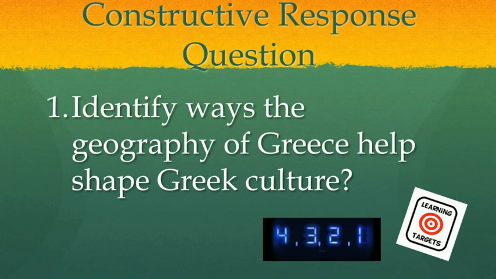All right, we're going to wrap things up here by taking a second look at our constructive response question. The question says, identify ways the geography of Greece helped shape Greek culture. Well, we know that they were master shipbuilders. We know that that was because of their proximity to the Ionian, Aegean, and Mediterranean seas. We know that they were outdoorsy because their climate was very good. We know they had to rely heavily on trade because the peninsula of Greece is very rocky, and there's a lot of mountains there, so there's not a lot of farming that can be done.